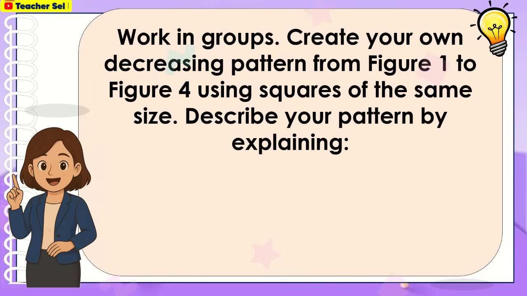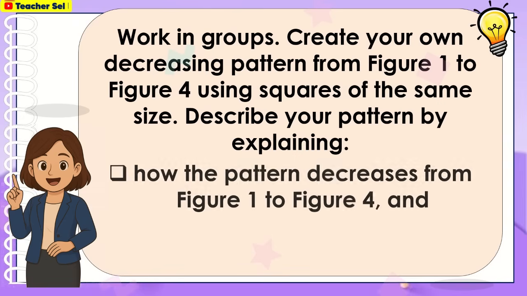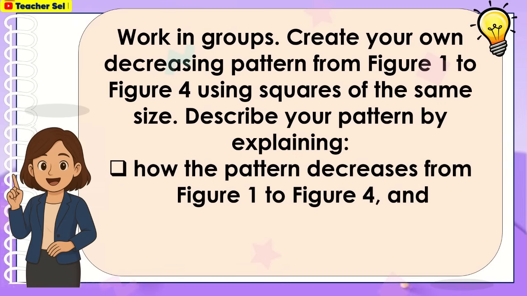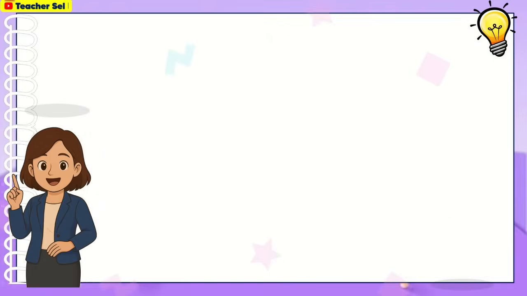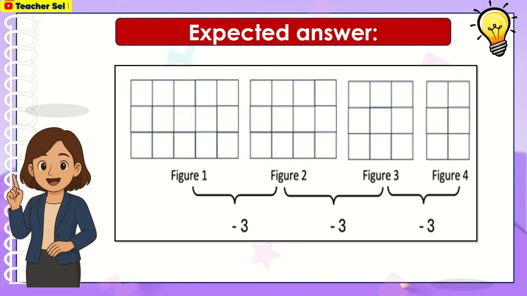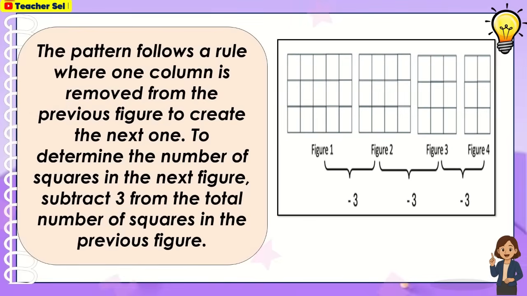Work in groups. Create your own decreasing pattern from figure 1 to figure 4 using squares of the same size. Describe your pattern by explaining how the pattern decreases from figure 1 to figure 4 and how you use the squares to make the pattern. Expected answer is this. The pattern follows a rule where one column is removed from the previous figure to create the next one. To determine the number of squares in the next figure, subtract 3 from the total number of squares in the previous figure.